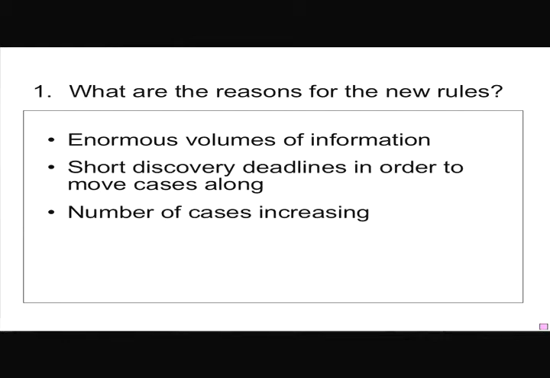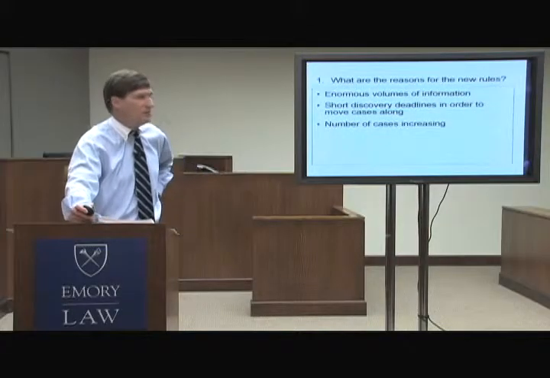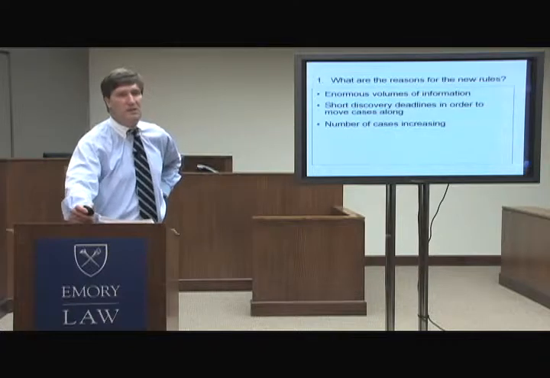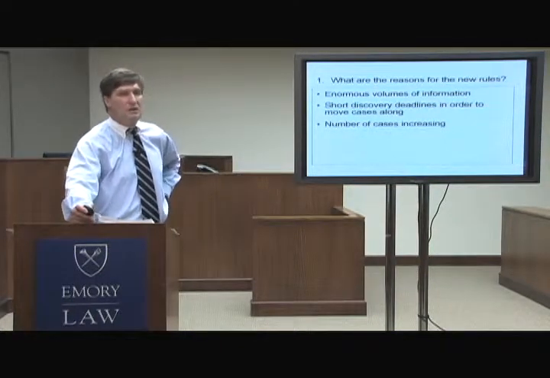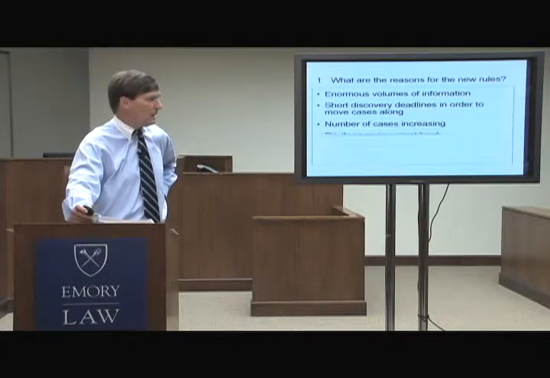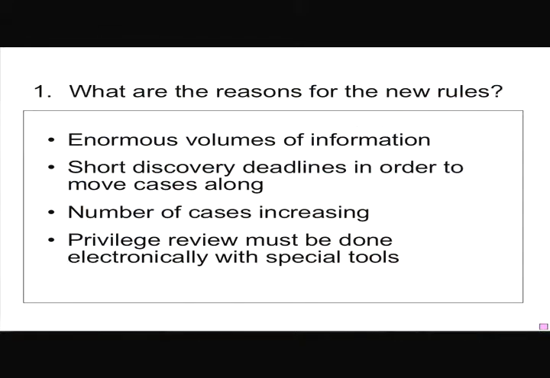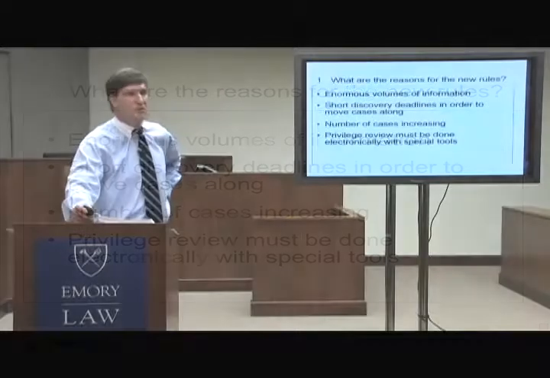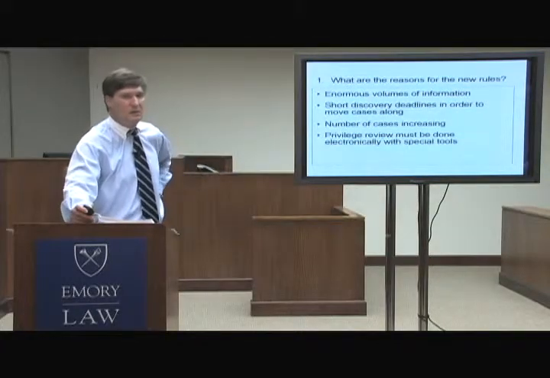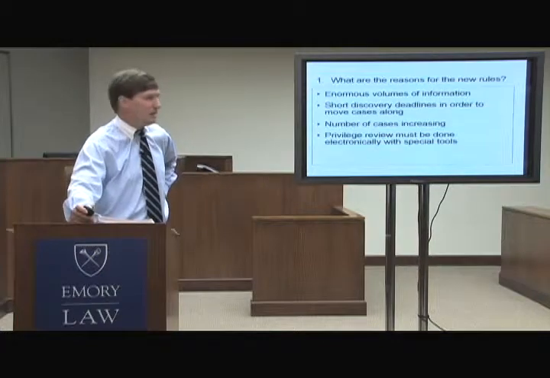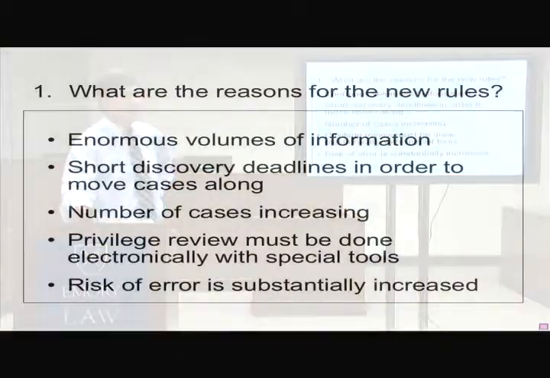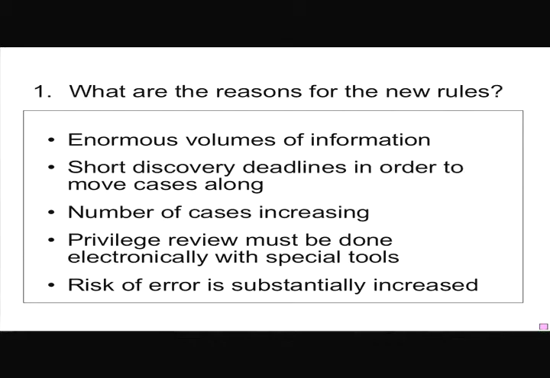You've got 325,000 cases in the federal courts that have been filed, and so the increasing number of these cases means that individual law firms have more to manage in the way that the cases are going to be handled. Privilege review must be done electronically with special tools in order to be able to sort and process all the possible emails that may have attorneys' names on them, and that process is time consuming. The risk of error is substantially increased.